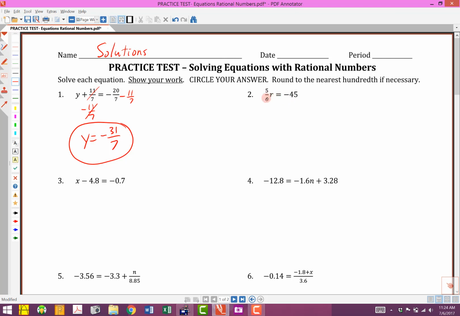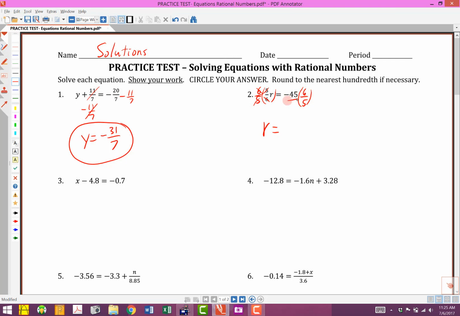Next one, we've got 5/6r equals negative 45. We've got a fraction in front of the variable, so we're going to multiply by the reciprocal. So we're going to multiply by 6/5 on both sides. 6/5 on both sides, and the 6's are going to cancel, the 5's are going to cancel, so we've got our 1r over here.